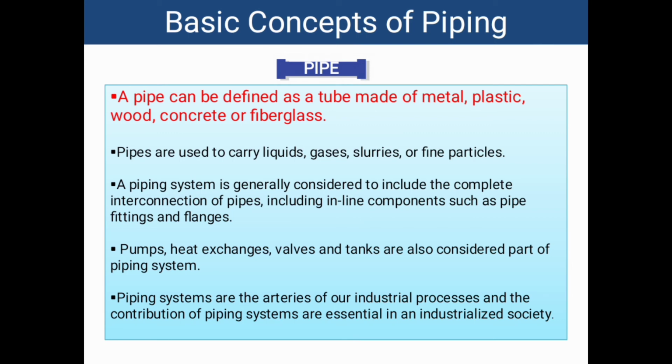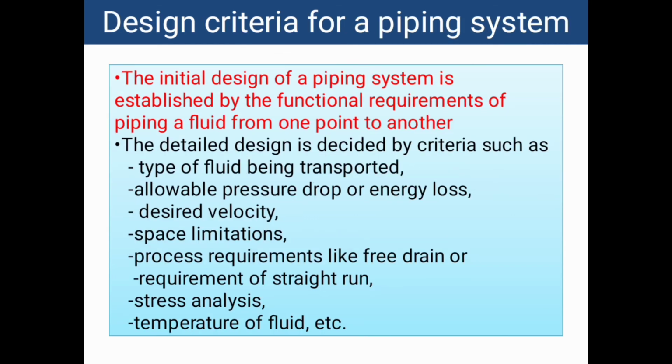Now we will discuss some important aspects of piping. What is a pipe? A pipe can be defined as a tube made of metal, plastic, wood, concrete, or fiberglass. For what purpose are pipes used? A piping system is generally considered to include the complete interconnection of pipes, including inline components. Piping is a transportation medium to transport fluid from one place to another, from one vessel to another vessel. Piping is essential.